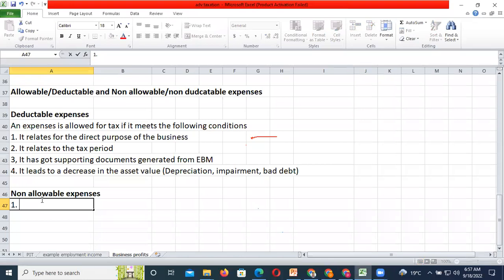Number one, dividends and the transfer to reserves. Any dividend paid out of profit and the transfer to reserve from the profit, that one is not allowed. Two, entertainment expenses, except sports activity of the employees.